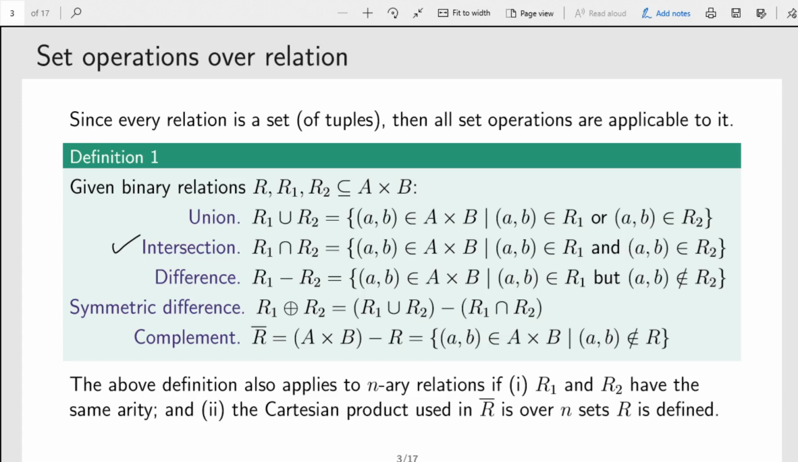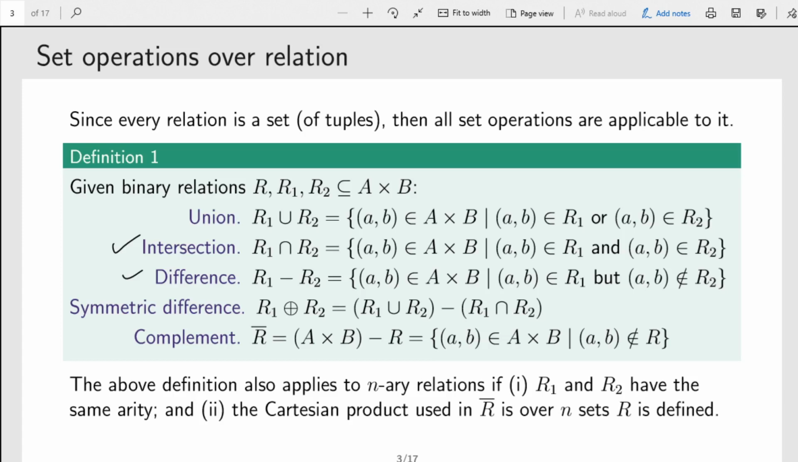Now the difference operation is defined as usual in sets. So R1 minus R2 is simply the set of pairs (a, b) such that (a, b) is in R1, but this pair (a, b) is not in R2. So you take all pairs from R1 and then take out the pairs that are in R2.